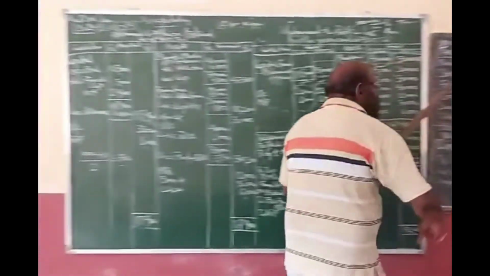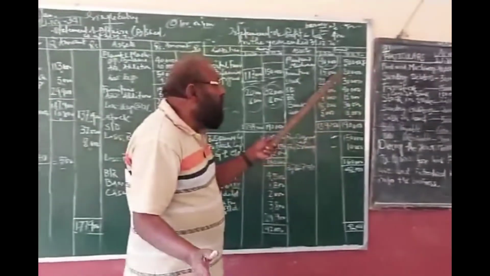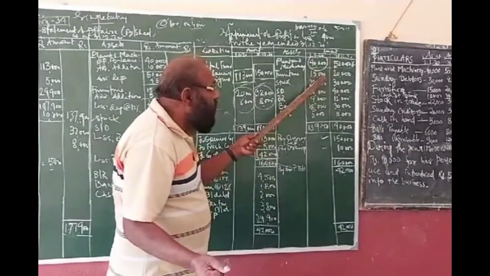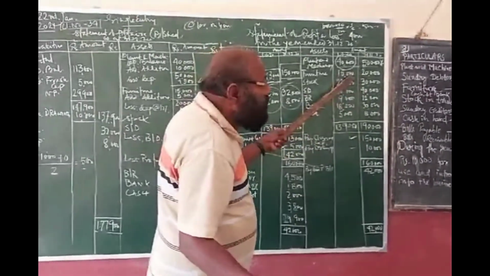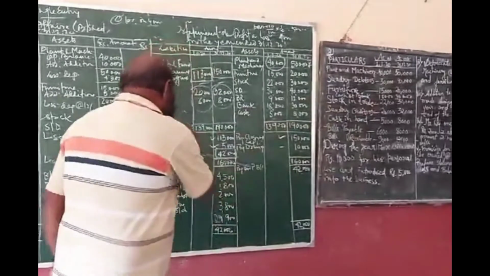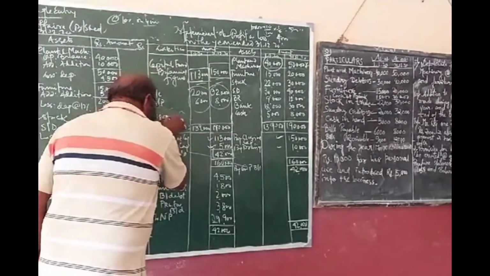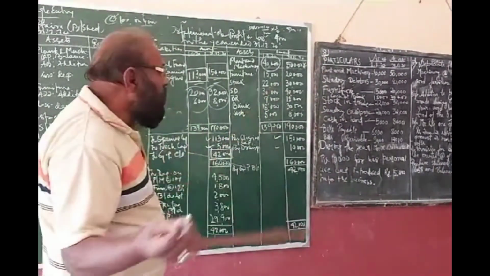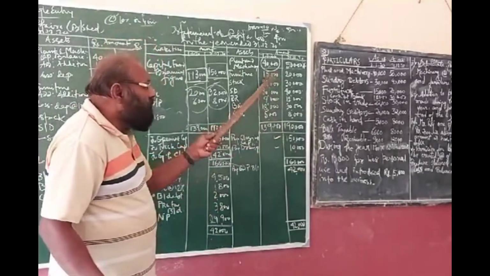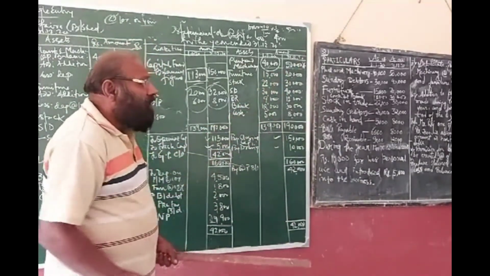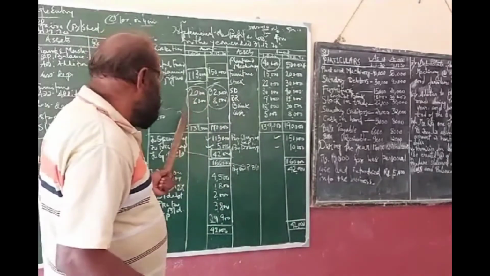Clear? Again, you follow the same principle. What is the principle? 15,000 for the whole year, at the rate of 12%. It is 1,800. You can calculate it: 15,000 into 12 by 100. You will get this figure.